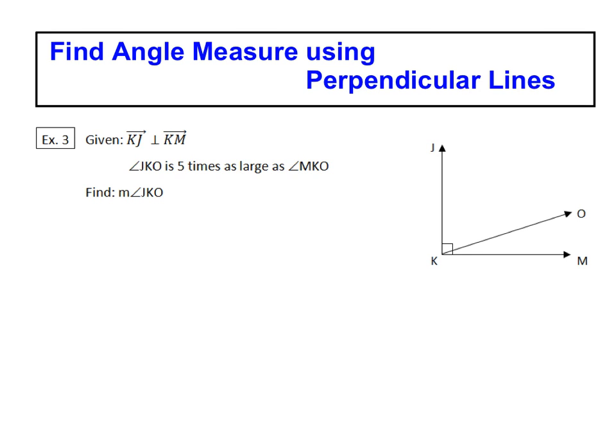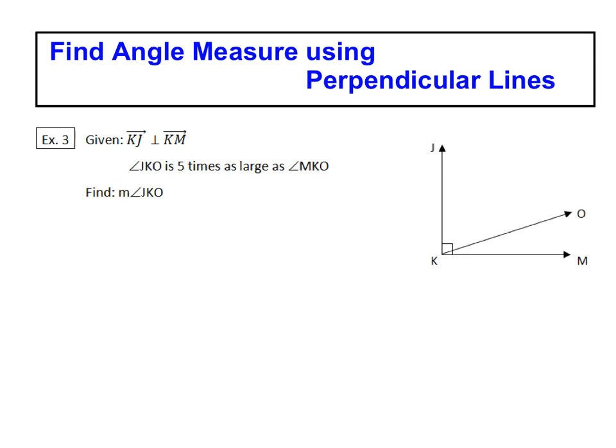Alright, so our third example, we don't have to do a proof, but we're going to find the measure of one of the angles in this figure. We're given some information. We know that ray KJ is perpendicular to ray KM. So here's KJ, here's KM, and we already have that perpendicular right angle marked.